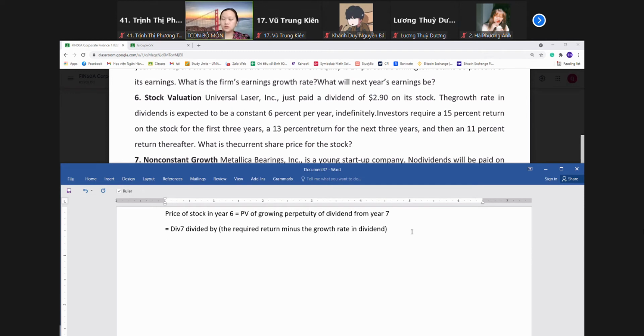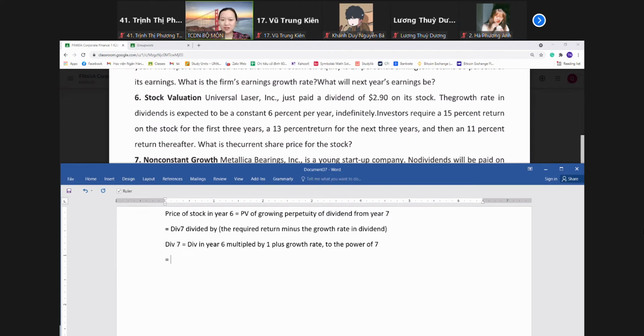The dividend in year 7 equals the dividend in year 6 multiplied by 1 plus the growth rate to the power of 7. Okay, yeah. So if you have to say, you're going to say it in such a way.